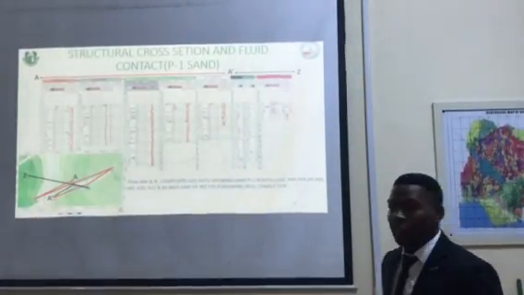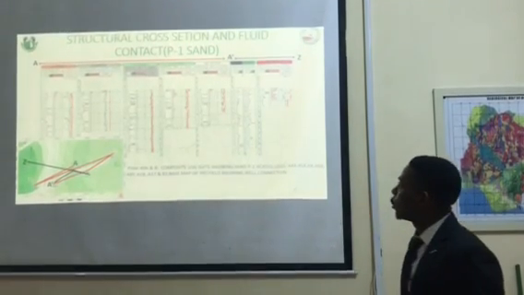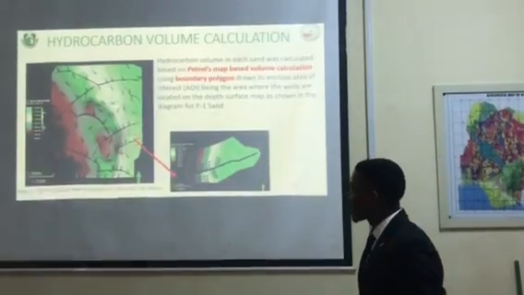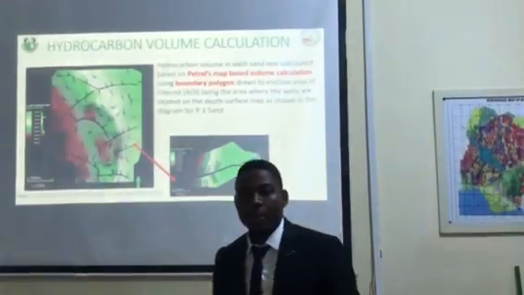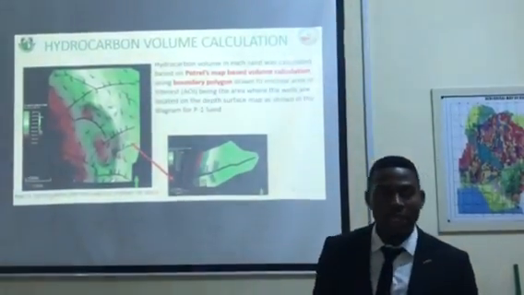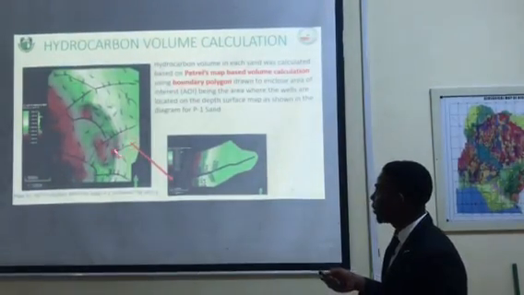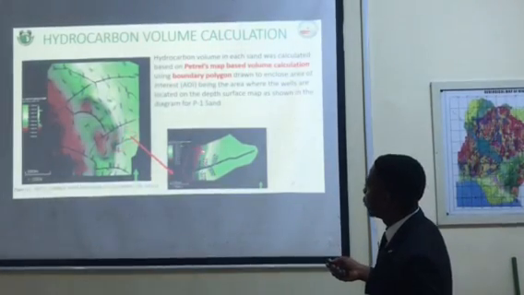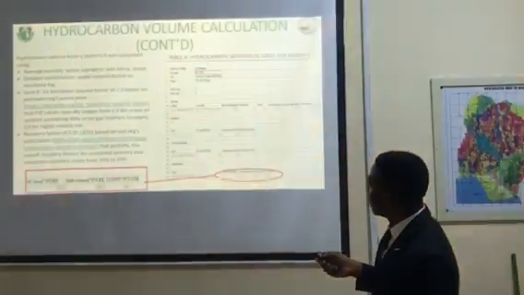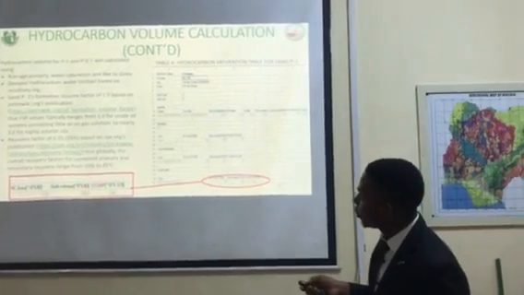Then structural cross section. This structural cross section is showing us our fluid contact, for which we used our resistivity log to determine. Then this is for the P0.5 cross section. Then our volumetrics. In our volumetrics, we used Petrel map based volume calculation using boundary polygon to draw our area of interest to determine our area of interest, and this particular place is our area of interest, which we highlighted there to show it clearly.